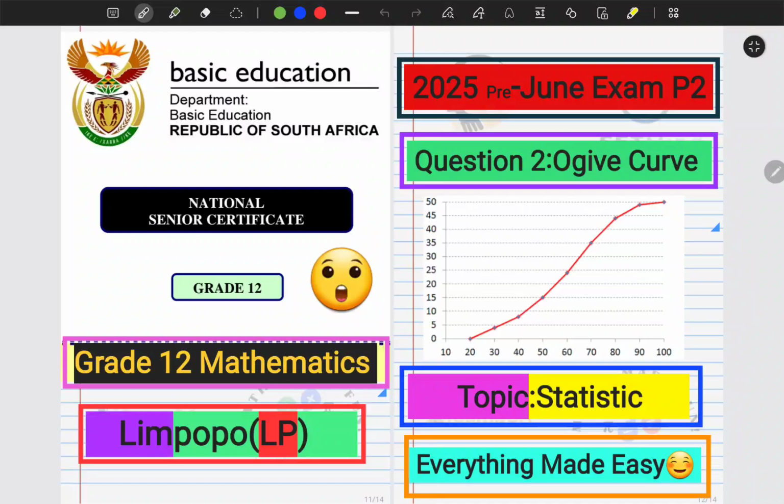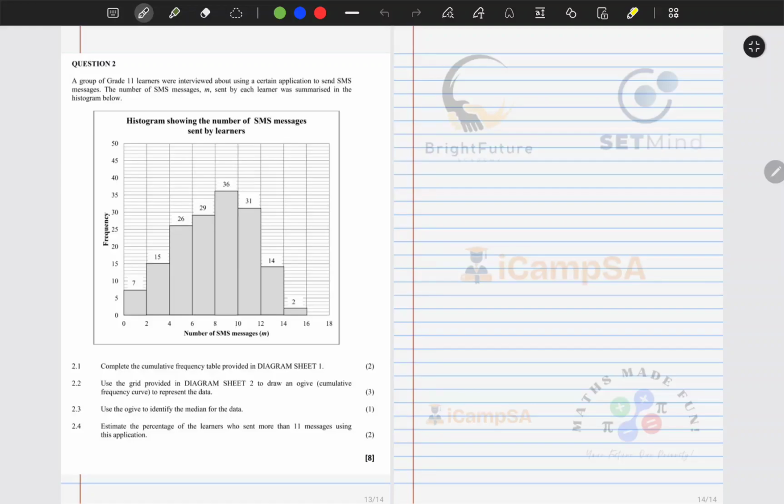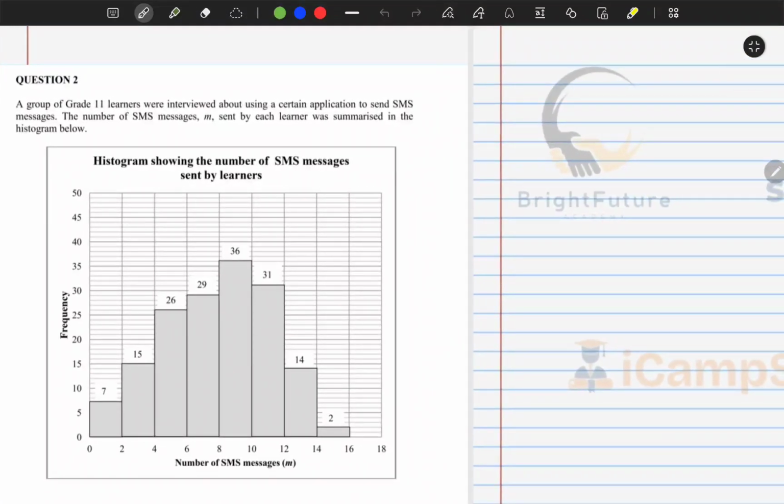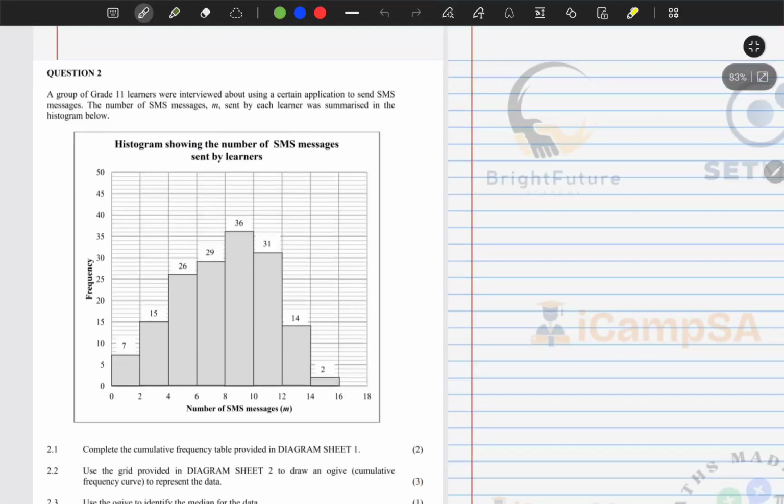In this one, we're looking at question 2 of the 2025 pre-June exam paper 2. Our focus is still on statistics, and remember, we've done question 1 already. So let's go ahead and have a look at question 2. The statement reads: a group of grade 11 learners were interviewed about using a certain application to send SMS messages. The number of SMS messages M sent by each learner was summarized in the histogram below.